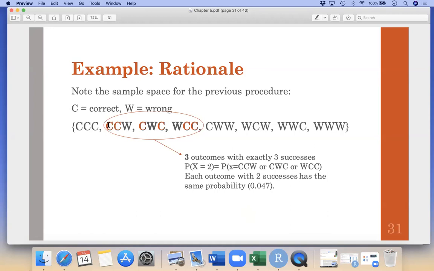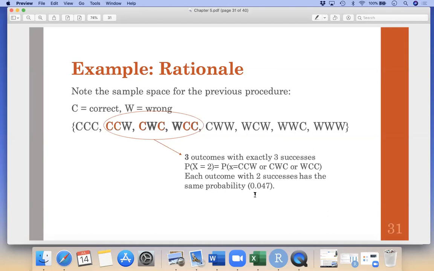Because what is the probability of getting success in each trial? 1/4. That means 0.25. Then multiply by 0.25, multiply by 0.75. If you multiply 0.25 times 0.25 times 0.75, you will get this value, 0.047. Then we have 3 chances, so you have to multiply this value by 3. Then you will get the final answer.